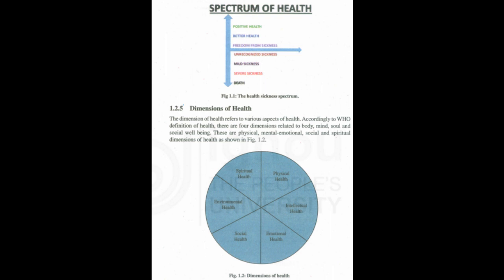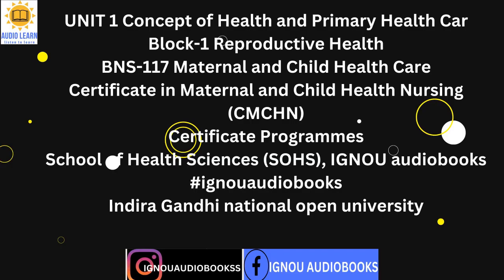1.2.5 Dimensions of health. The dimension of health refers to various aspects of health. According to the WHO definition of health, there are dimensions related to body, mind, soul and social well-being. These are physical, mental, emotional, social and spiritual dimensions of health, as shown in Fig. 1.2. Fig. 1.2 Dimensions of health. You will now learn about these dimensions, which are discussed below.